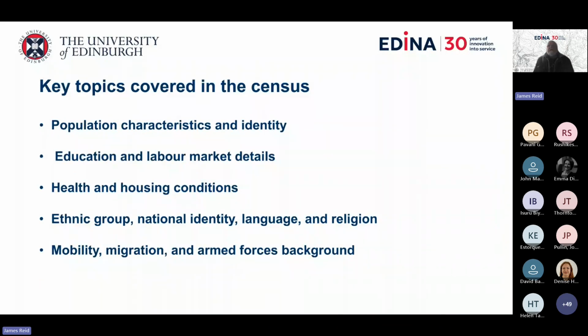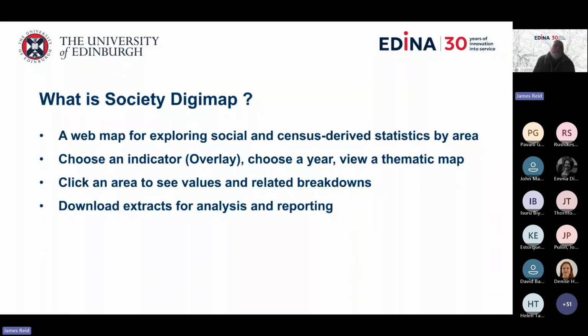So the census covers a broad range of socio-demographics, population characteristics and identity, education and labour market details, health and housing, ethnic group, national identity, language, religion, mobility, migration, and that armed forces background. So they all provide the kind of detail that really generates the statistics that the census provides.